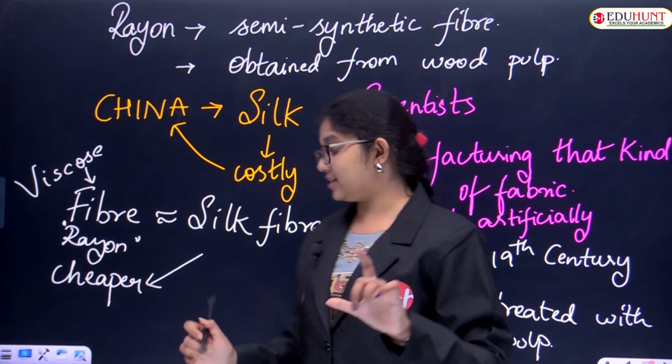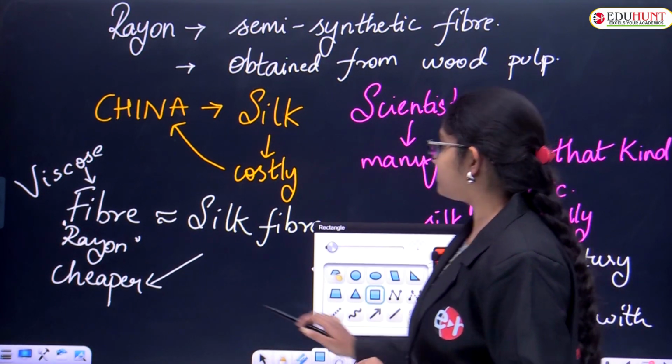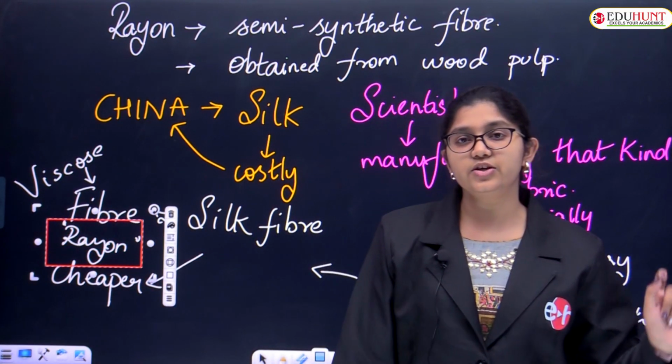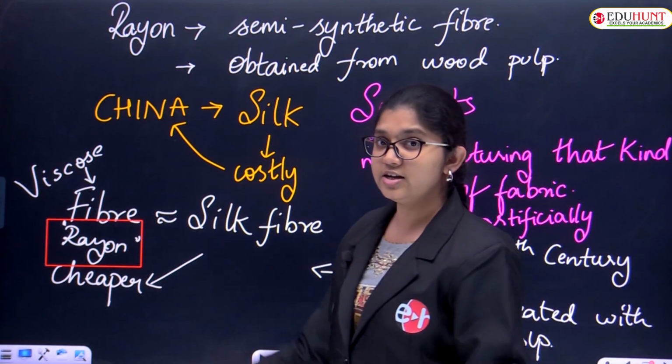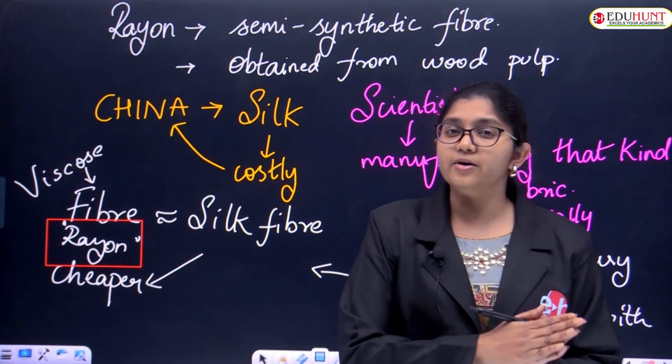You know what that is now? What are we discussing? Yes, we are discussing rayon fiber. Okay. So here we learn the history regarding rayon. What happened, children? Rayon is a semi-synthetic fiber and is made from wood pulp.